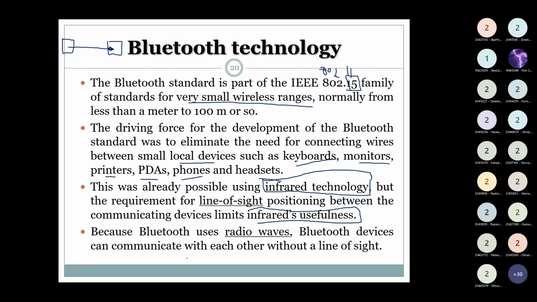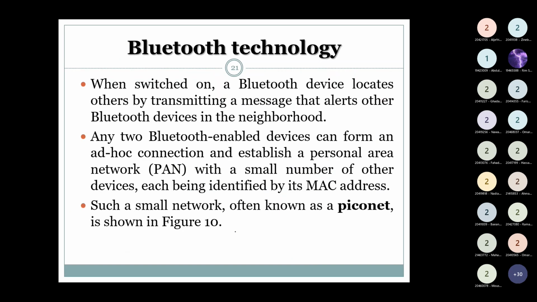Bluetooth devices can communicate with each other without a line of sight. We don't need to have a line of sight, just coverage. So when switched on, a Bluetooth device locates others by transmitting a signal that alerts other Bluetooth devices in the neighborhood. So this is how you can connect. Once you open your Bluetooth, your device will transmit some messages to the other Bluetooth devices in the neighborhood, in its coverage.